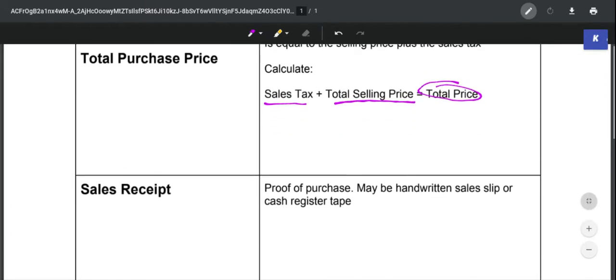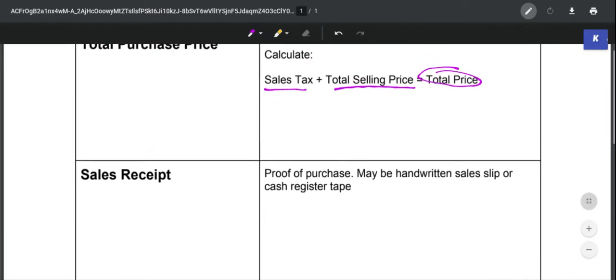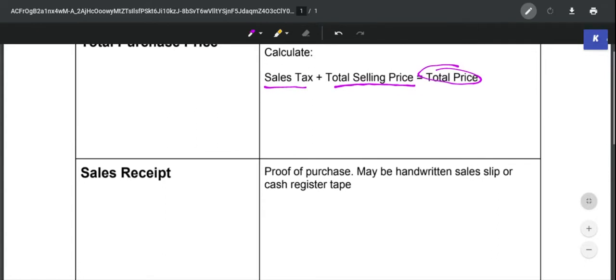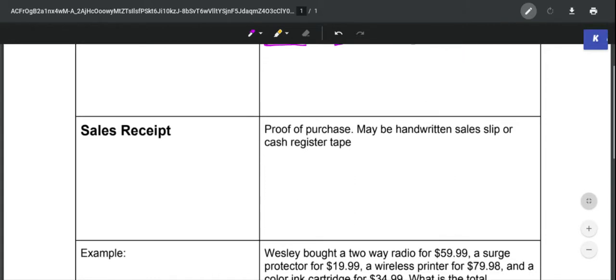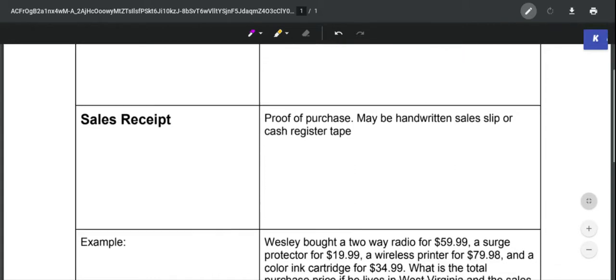Really the only key concept from this is that after you make a sale or make a purchase, you'll get a receipt. I think we probably all know what a receipt is, but just in case you don't, it's basically a proof of purchase. It can be a handwritten slip, or if you're at a store, usually it's like a cash register tape. It's like the little piece of paper.